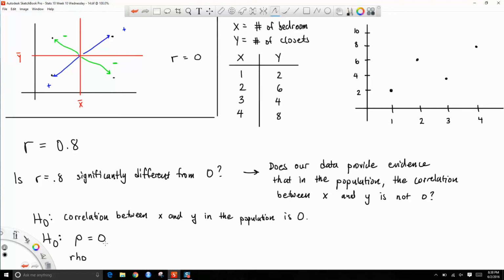So that would be the null hypothesis, and then the alternative would either be that the correlation is positive, or the correlation is not equal to 0, or the correlation is negative. You might have the alternative being rho is not equal to 0, or rho is less than 0, or rho is greater than 0, or whatever you might have.